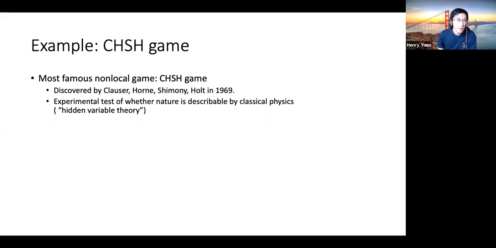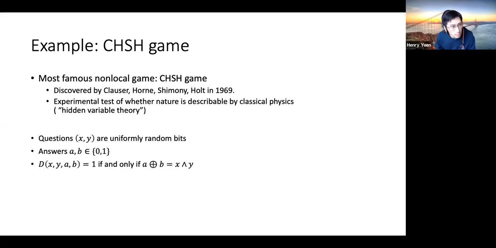So let me describe, maybe the most famous non-local game called the CHSH game. And this is a game that comes from physics in the 60s. It was discovered shortly after Bell discovered his theorem. And so the rules of the game are quite simple. The questions and answers are all bits. The question distribution is just the uniform distribution. And the players win if and only if the parity of their answers, A plus B, is equal to the product of their questions, X times Y, modulo 2.